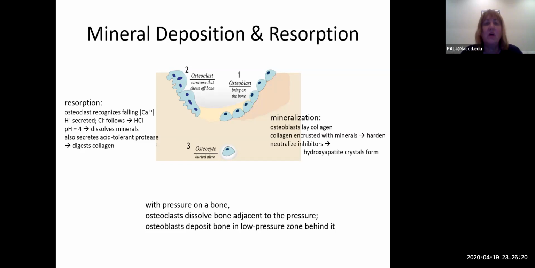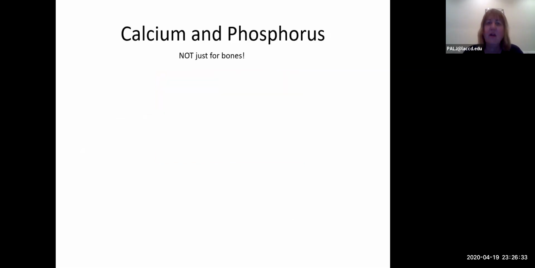So when we're talking about mineral deposition and resorption, it's not the deposition that happens first and then the resorption. It's the resorption that happens first, and then the minerals come in and fill in that space. And so that's how that bone remodeling is going to happen. All right. So in order to understand calcium, the first thing you've got to understand is that calcium is not just for bones.